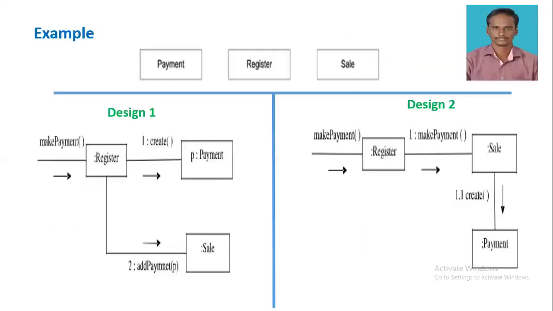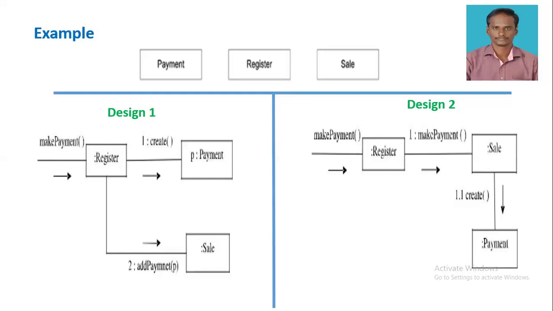For example, consider three classes: payment, register, and sale. For these three classes, we have two designs, design one and design two. Let us look at design one. Register is responsible for making a payment. For that, register has to create a payment with the payment class, and register also has to add another responsibility to the sale class, that it has to add the payment. So register has to create the payment, add the payment, and make the payment.